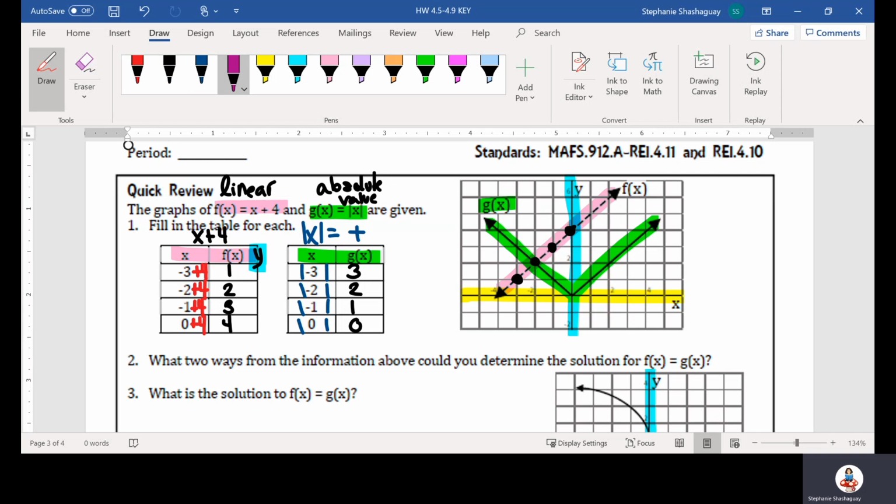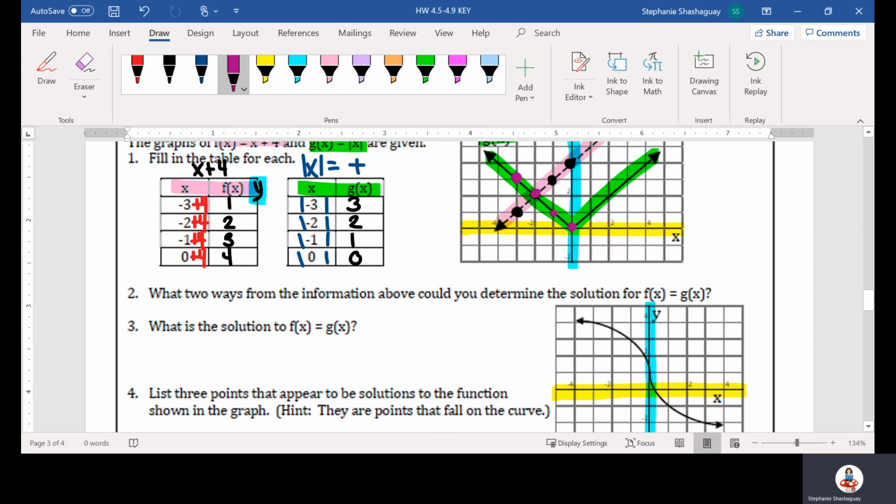So I'm going to put these on my absolute value graph, and I'm going to do it in blue so you can see the difference. But if I'm at -3, 1, 2, 3, I'm at 3. There's my point. -2 and 2, -1 and 1, and 0 and 0.